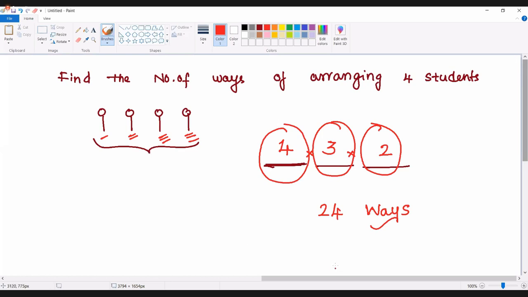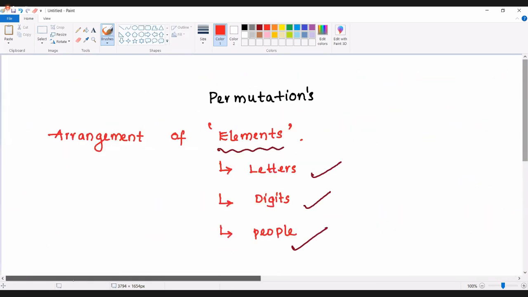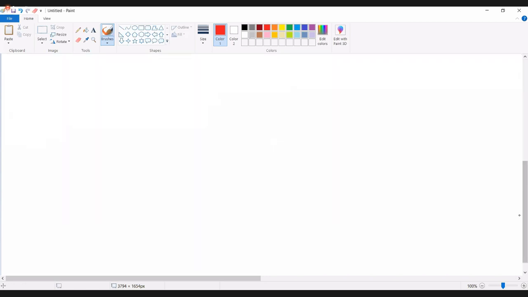Now you can understand one important point: what type of elements we are going to arrange. There are three types of elements which you are going to come across. One is we can arrange distinct elements. For example, any question such as arrange the letters in the word ABC. Or we can arrange elements where some of the elements are alike. For example, rearrange the letters in the word AAC.